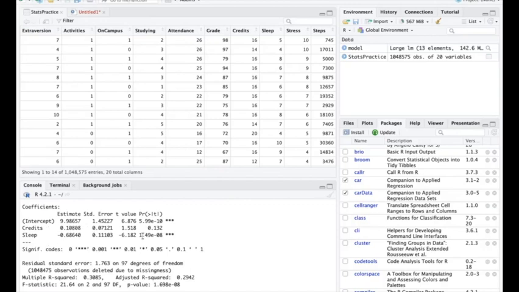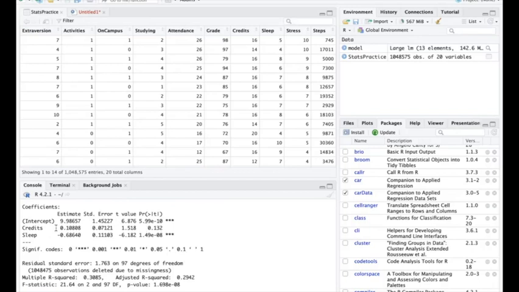And then looking up here at these numbers, we can see that sleep significantly contributes to the model because the p-value here for sleep is below 0.05. Given that it's a negative value, we know that as sleep increases, stress decreases, and vice versa. As sleep decreases, stress increases.